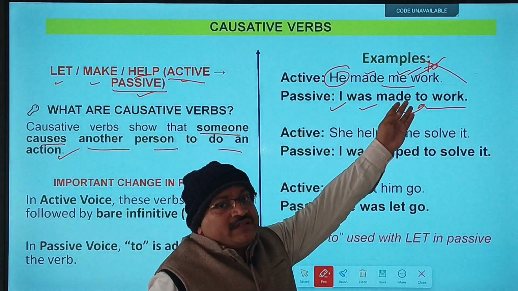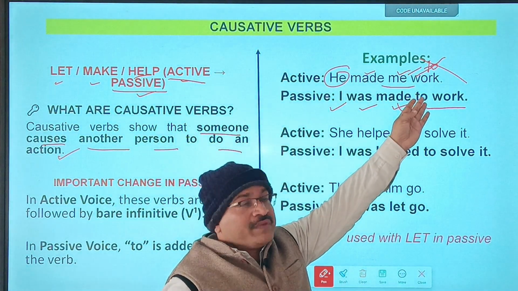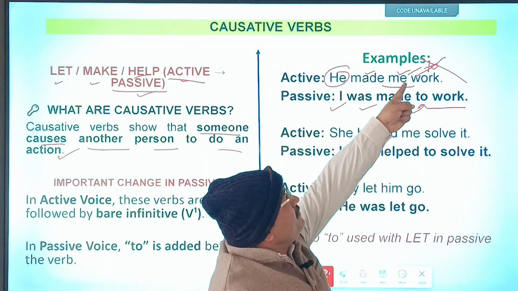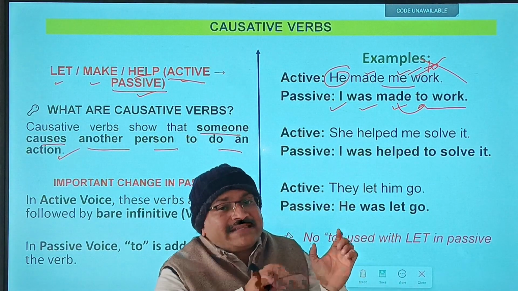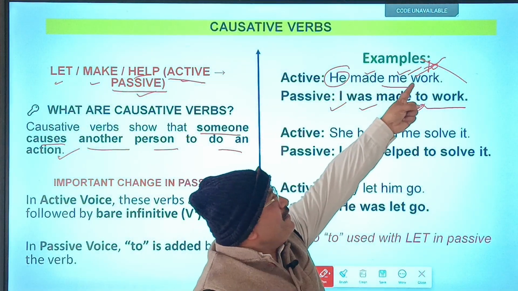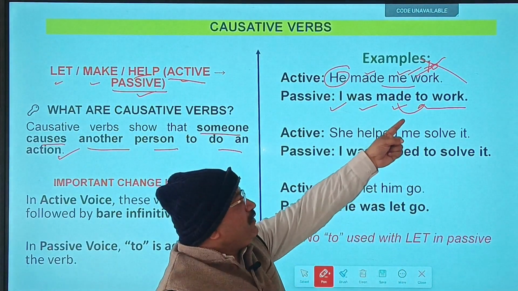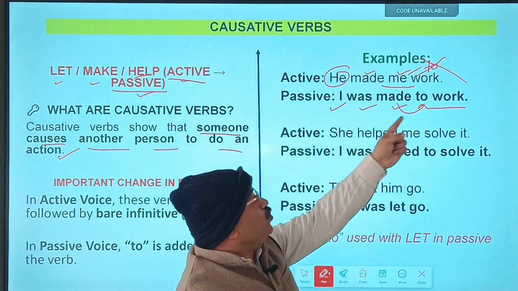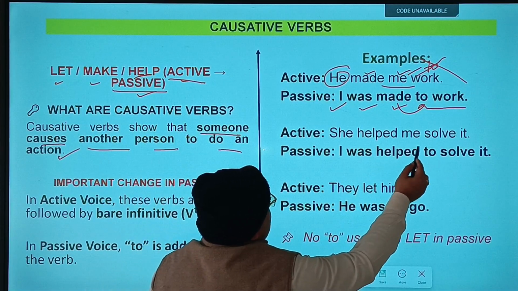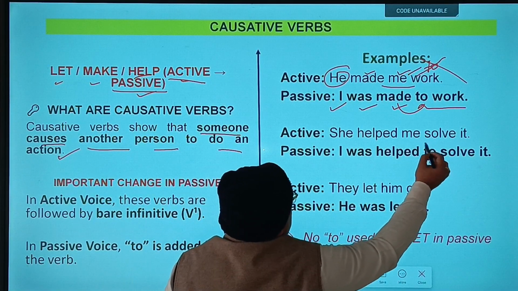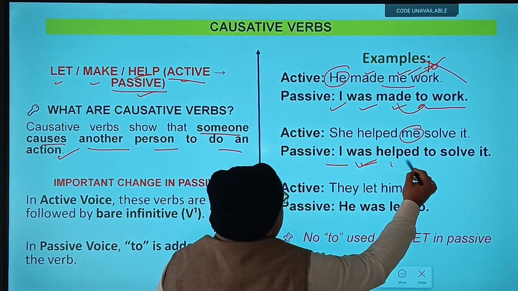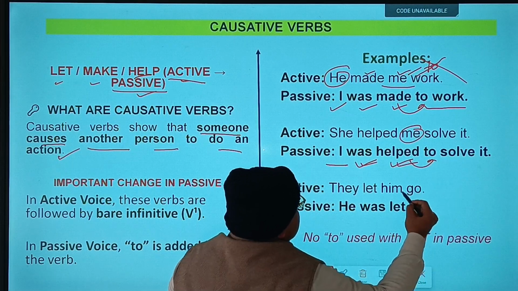Sometimes this type of question is asked in the spotting error section. They will give you, he made me to work, which is wrong. After me, to is not correct. When the sentence is in active voice, we will use the bare infinitive without to. But when it is in passive voice, we'll use to. So, I was made to work. She helped me solve it. So the object I, simple past, so was: I was helped. V3, helped to. You can see, to solve it.